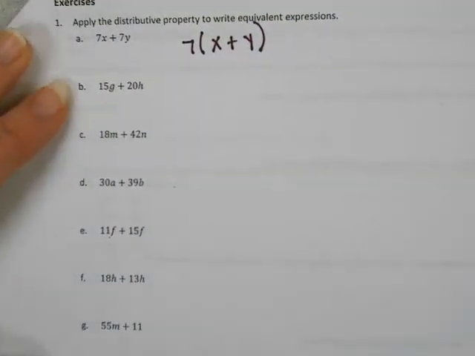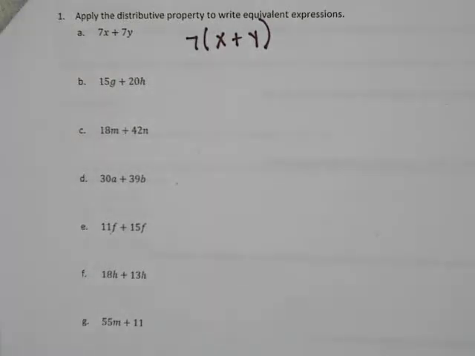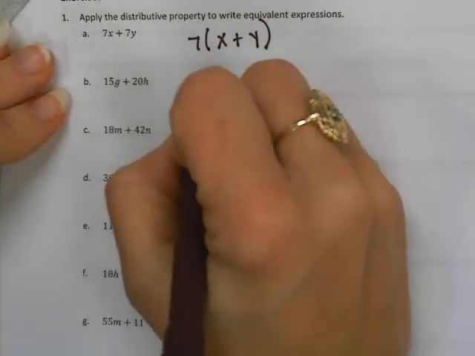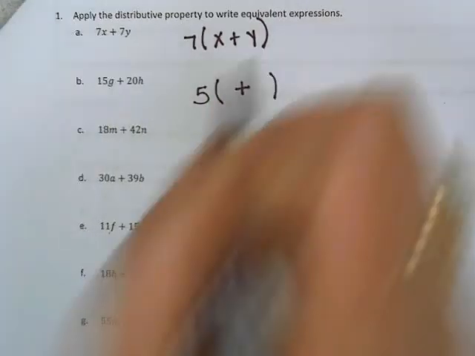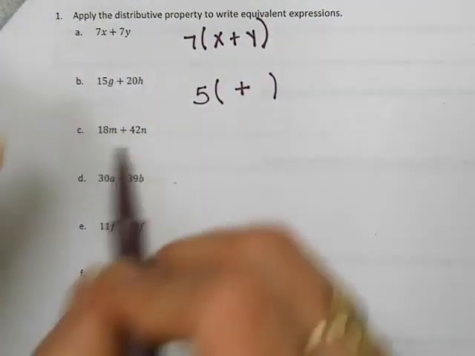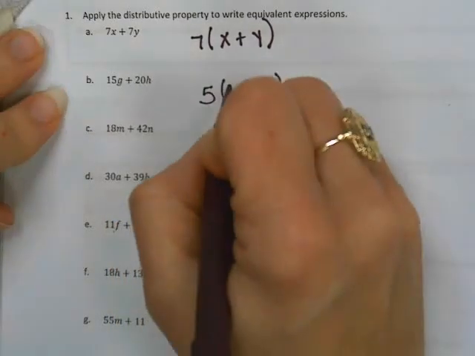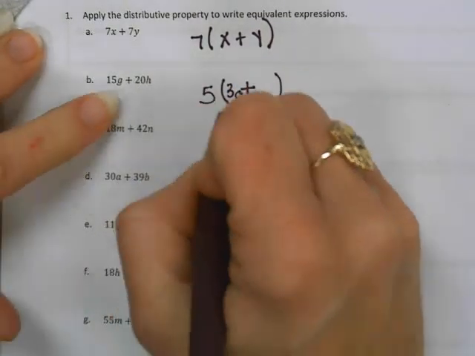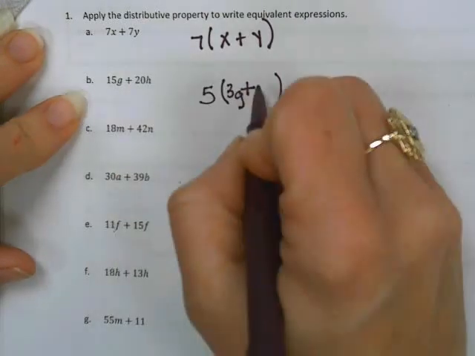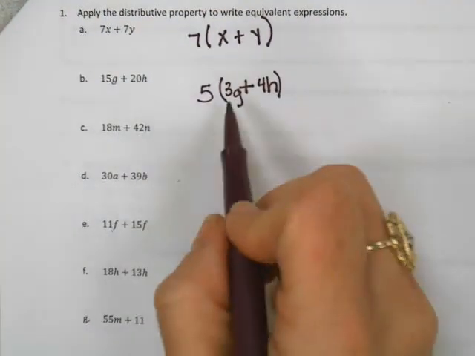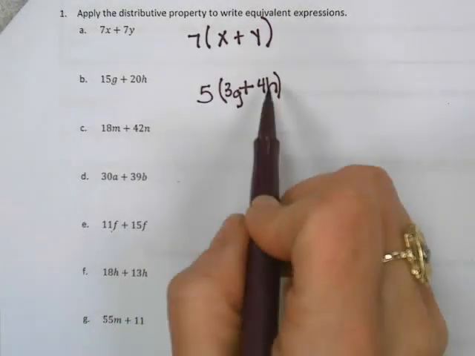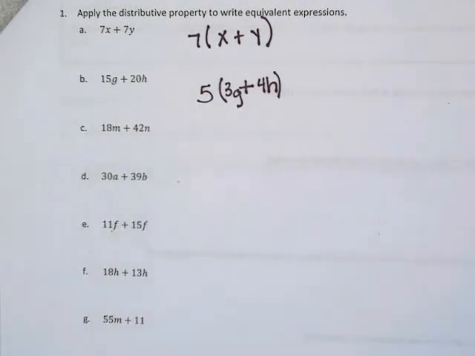15g plus 20h. So again, I want to look at 15 and 20. I think, what's the largest number that multiplies in? I can find that by finding the greatest common factor. With 15 and 20, I know that's going to be 5. So 5 is going to go outside my parentheses. I'm going to put an addition sign between. I know I'm going to have a g and an h. I also know that 5 times 3 is 15, so it's going to be 3g plus 5 times 4 is 20, so 3g plus 4h, because if I take 5 times 3g, I get 15g, and 5 times 4h, I get 20h.